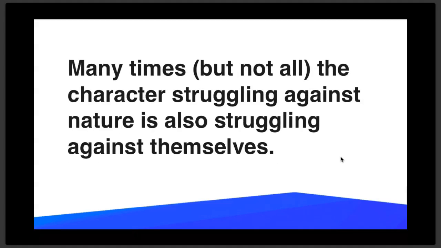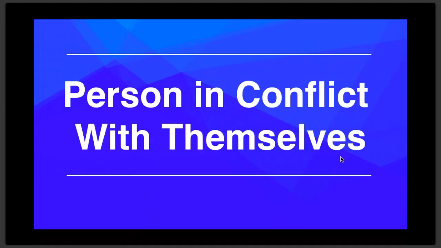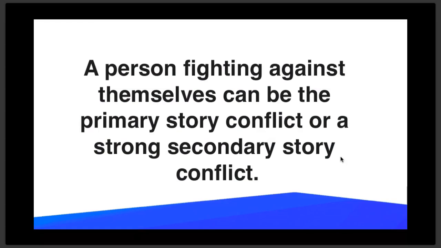Many times, but not all, the character who is struggling against nature is also struggling against themselves. And that leads to the third type of conflict. This is the protagonist, the person who is in conflict with themselves. A person fighting against themselves can be the primary story conflict, or it can be a strong secondary story conflict.